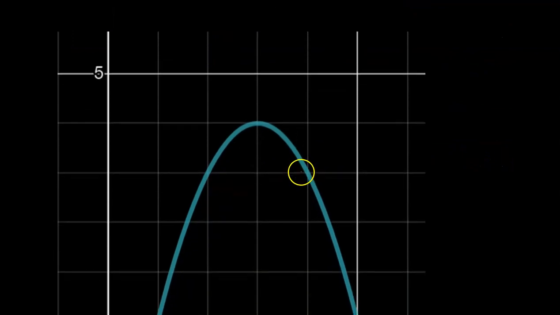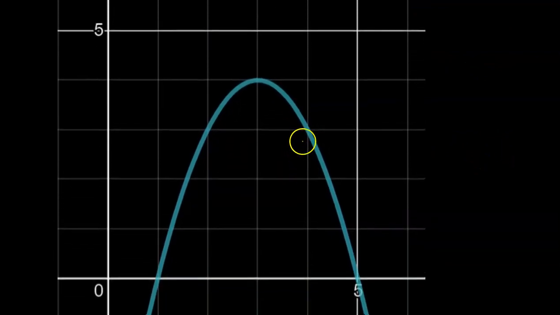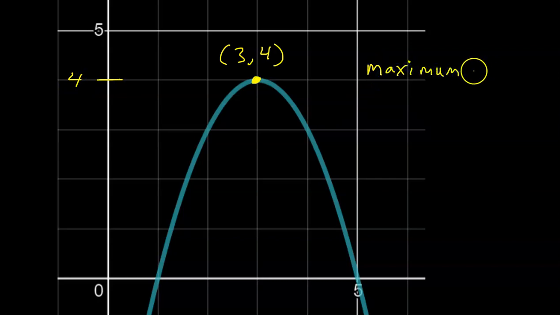All right, now look at this example. So this problem has a maximum value right here. So we would say we have a maximum value at the point 3, 4, and really, technically, the maximum is 4. Okay, but you might also see it written as 3, 4.